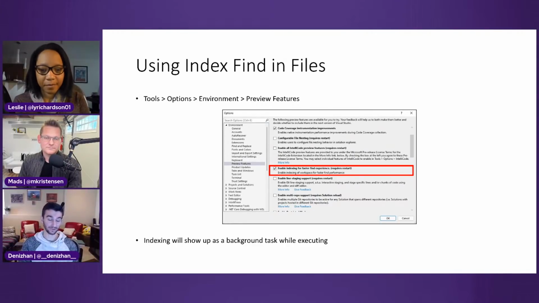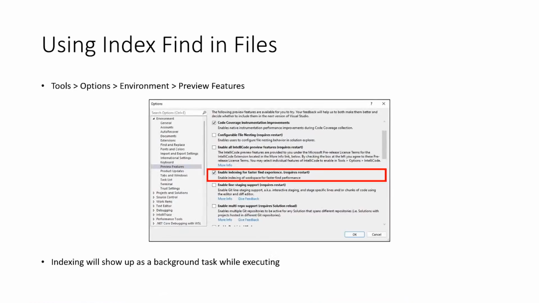turning it on, it might be enabled for some of you on the preview version by default. But if you want to try it out, you just have to go to Tools, Options, Environment, and then Preview Features. You'll see an Enable Index for faster find experience option in the dialog there. So make sure that you have that checked. And then from then on, like we said, on solution load, you'll see a background task in the bottom left corner of Visual Studio that will let you know that indexing is going on, and you'll be able to track when the index is complete and when you're actually using the upgraded index find in files performance.